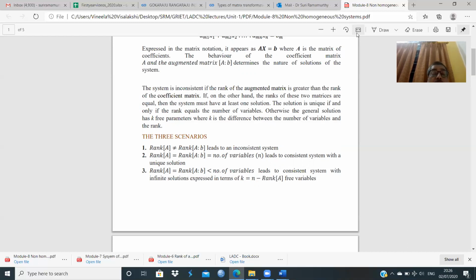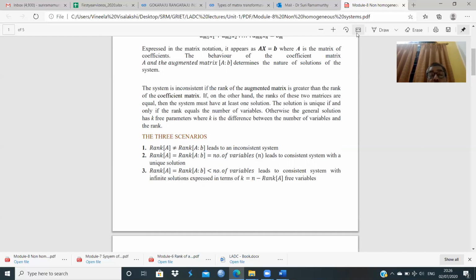The second scenario is when the rank of the coefficient matrix and the rank of the augmented matrix are matched, and this common rank is also equal to the number of decision variables. Then not only is the system consistent for solutions, it produces exactly a unique solution.